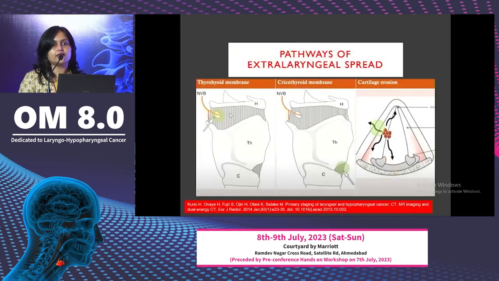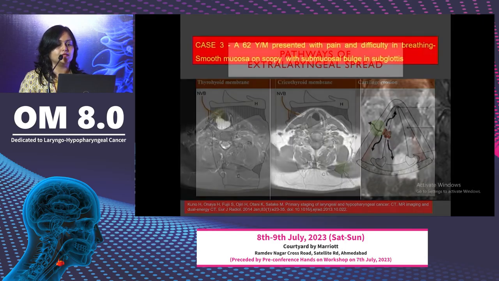Pathways of extralaryngeal spread are not always limited to the cartilage, but are commonly seen at the level of the thyrohyoid membrane and also at the level of the cricothyroid membrane, which is also important to report. And we have to see the window settings to see this small exolaryngeal extension, not through the lamina of the cartilages, but along the membrane, where the spread into nodal disease becomes common.